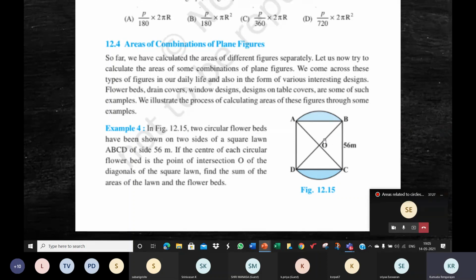Or you can use the formula root 2a, the length of the diagonal of a square. The length of the diagonal of a square is given by the expression root 2a. So BD is equal to root 2a. That means root 2 into 56. So 56 root 2. The length of the diagonal is 56 root 2, divided by 2, 28 root 2. 28 root 2 is the radius of the circle.